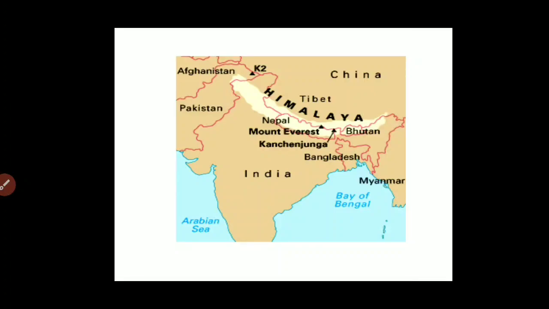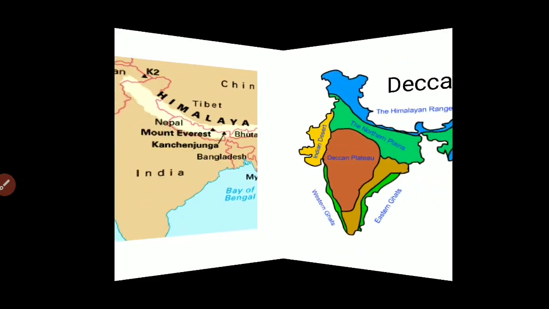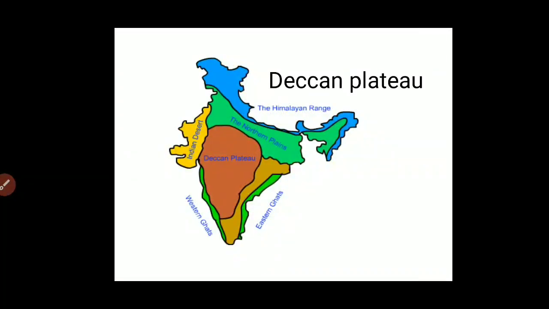Next part is the Great Deccan Plateau. Here in the map you can see the triangular part, it is Great Deccan Plateau. In previous slide we have seen the Himalaya, that is the blue part that I am highlighting, that is the Himalaya ranges, and the triangular part is called as the Deccan Plateau. It is again called as peninsula.